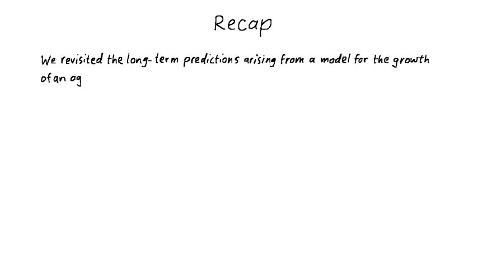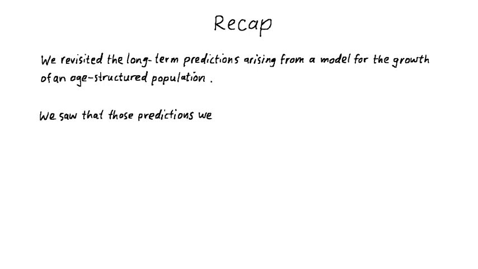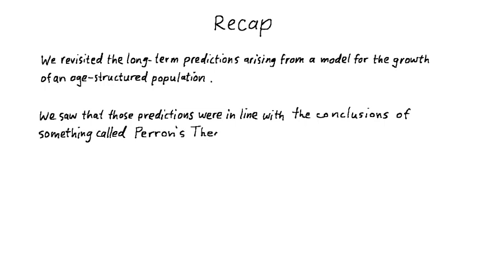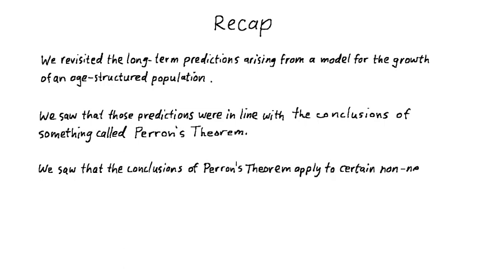Here's a quick recap before we wrap up. In this video, we revisited the long-term predictions arising from a model we constructed to capture the growth of an age-structured population. We saw that those predictions were in line with the conclusions of something called Perron's theorem. Even though Perron's theorem tells us about positive matrices, we saw that its conclusions apply to certain non-negative matrices as well, like the one featured in our age-structured model. Broadly speaking, our ability to apply the conclusions of Perron's theorem to a non-negative matrix rests on that matrix being primitive.